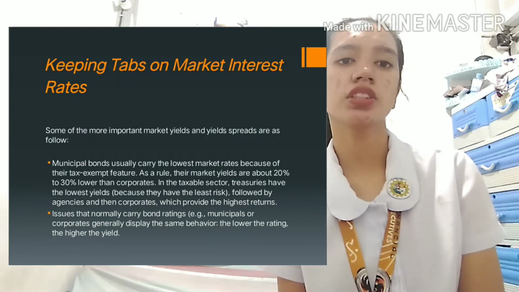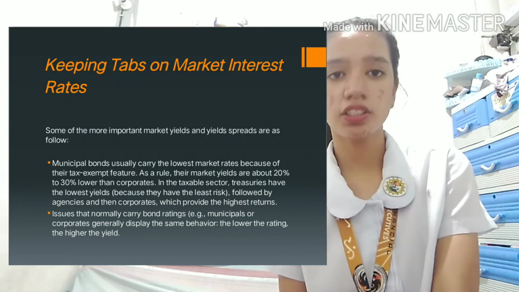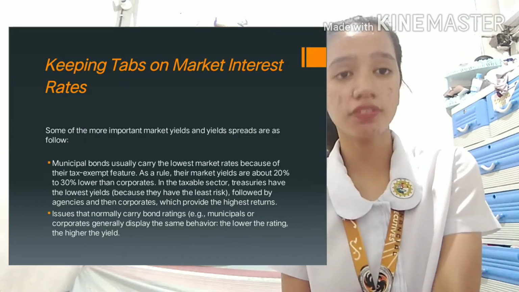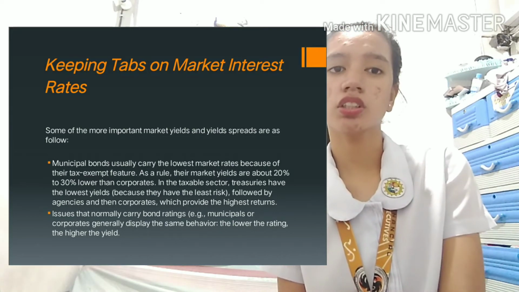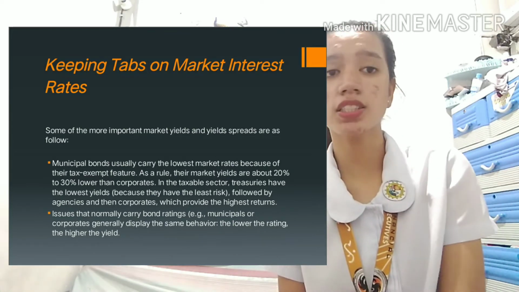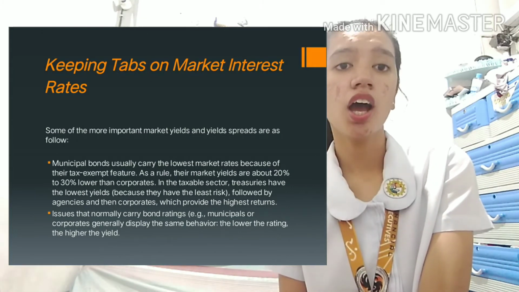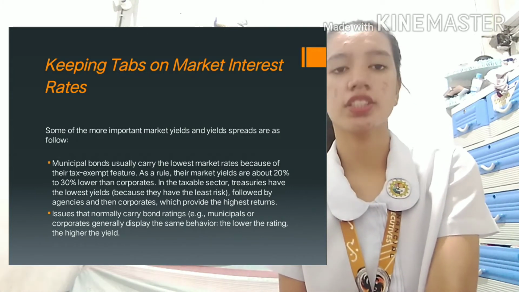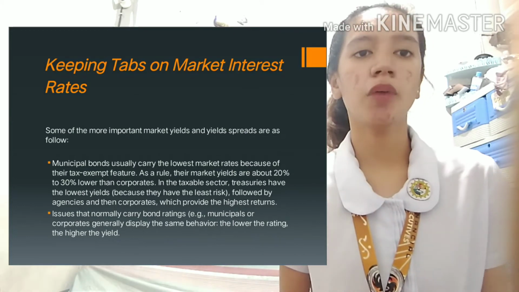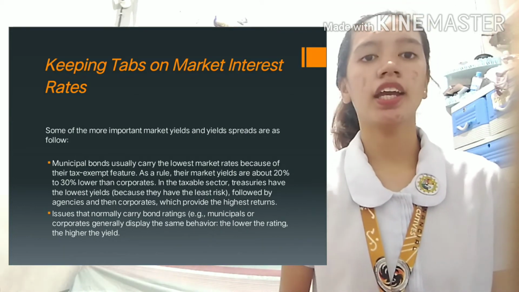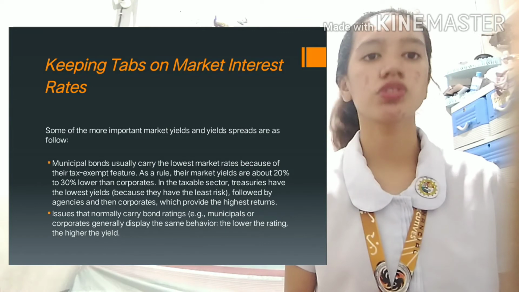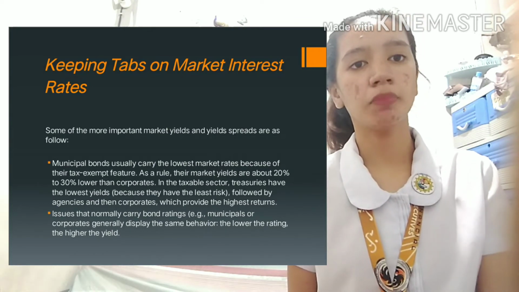Just as there is no single bond market but a series of different market segments, so there is no single interest rate that applies to all segments of the market. Each segment has its own unique level of interest rates. Some of the more important market yields and spreads are as follows. Yung una is yung municipal bonds.